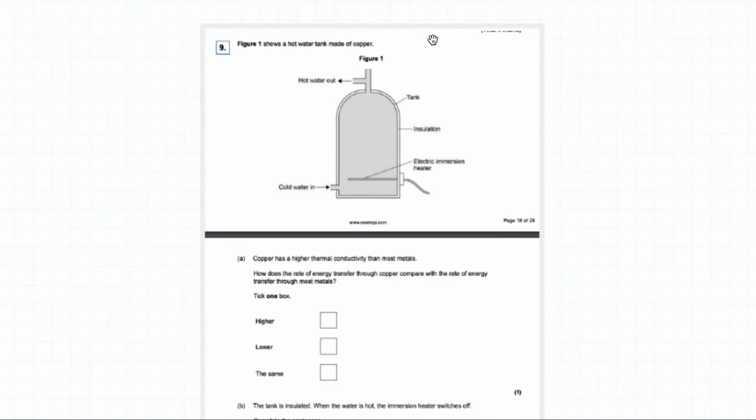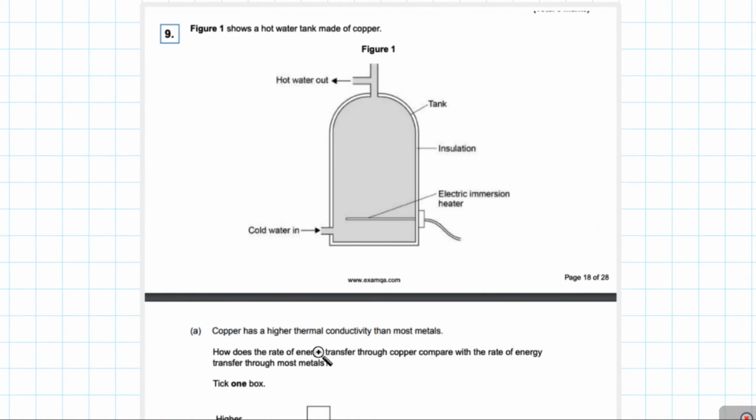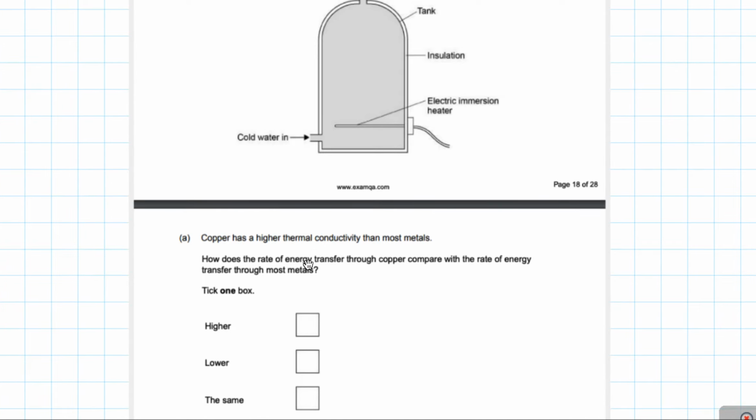Okay, question 9, which I think is the last question. Figure 1 shows a hot water tank made out of copper. We can see that cold water goes in, the immersion heater heats up the water, and then hot water comes out at the top. Copper has a higher thermal conductivity than most metals. How does the rate of energy transfer through the copper compare with the rate of energy transfer through most metals?